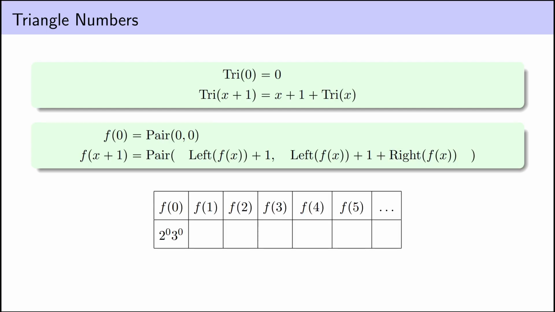Right, we'll start off at 2 to the 0, 3 to the 0, saying that x is 0 and the xth triangle number is 0. And then we update by adding 1 to the left value and 0 plus 1 to the right value. And then we update again by adding 1 to the left value, and now 1 plus 1 to the right value. And we just keep doing this until we get to the desired x. And then the xth triangle number is just the right value, the power of 3 in f of x.